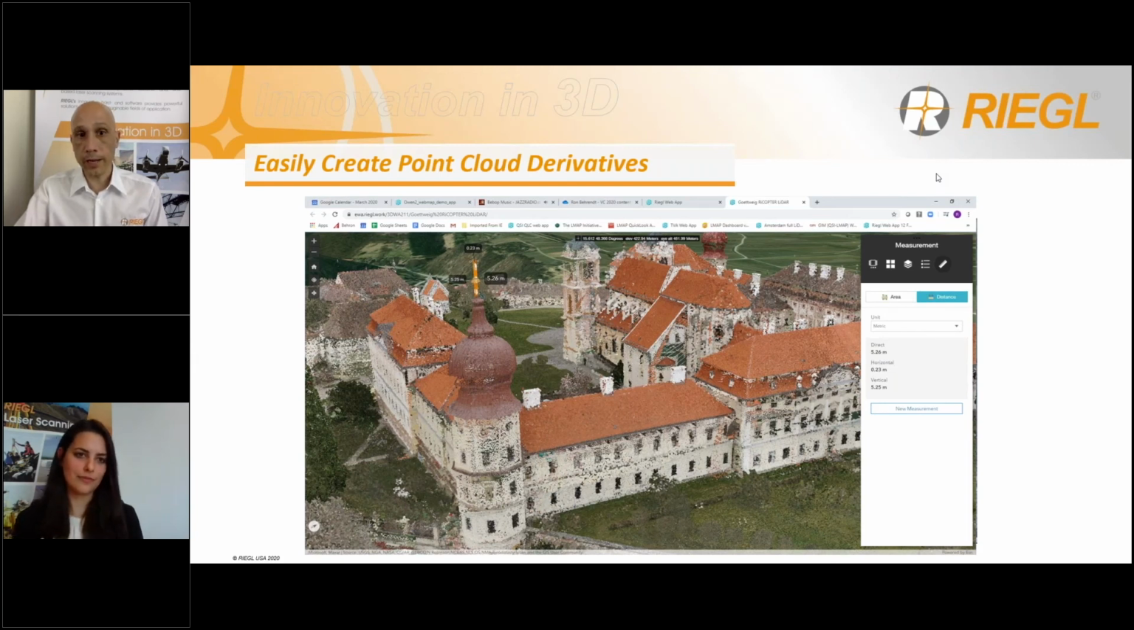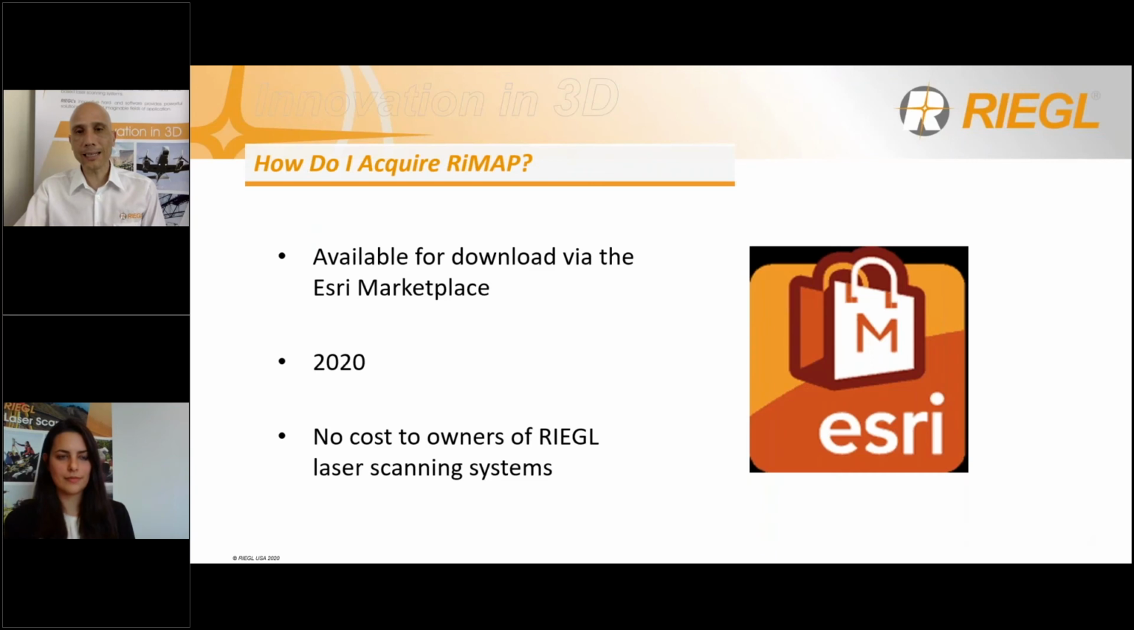So you would perhaps be asking yourselves, when can I get my hands on this Ri-MAP add-in? Well, basically, we are planning now to roll it out by the end of this year. We will make it available for download via the Esri marketplace. And the best news of all is that for our existing RIEGL users, we are rolling it out at no cost. So you will be leveraging a very, very powerful tool, and it will not be costing you any extra.